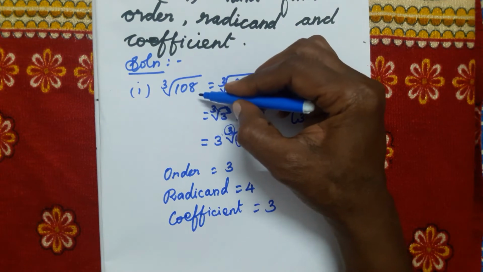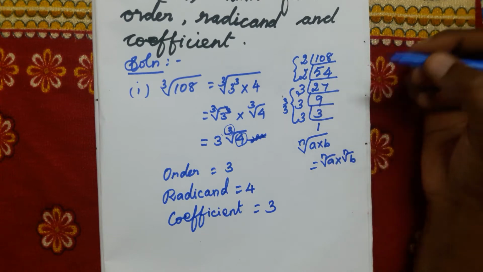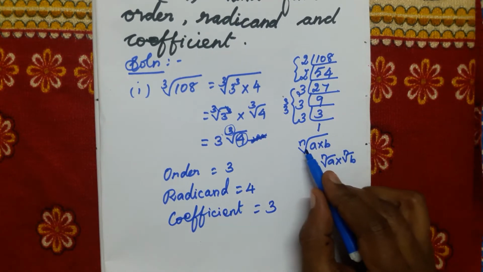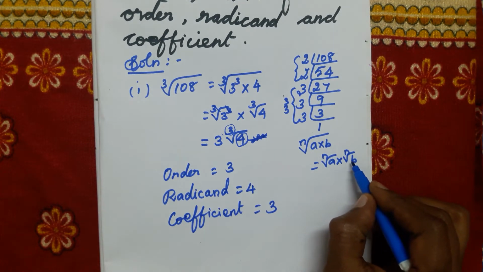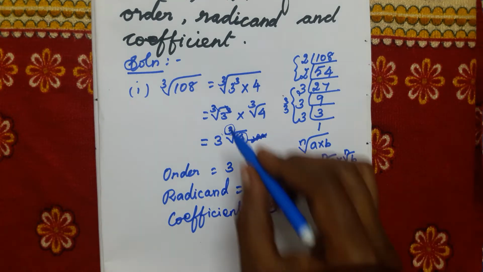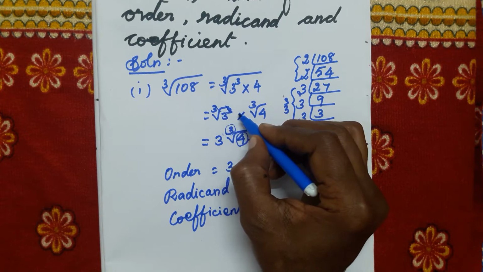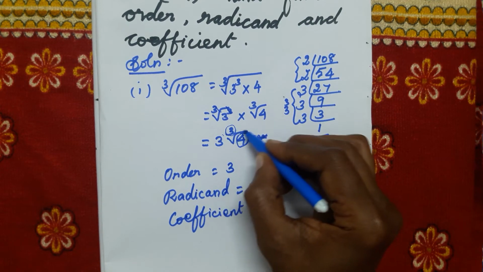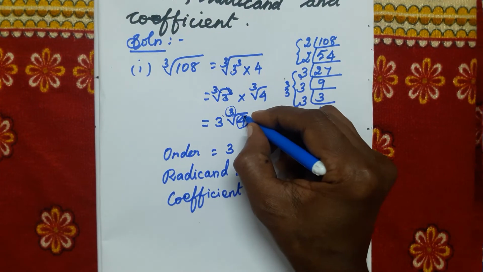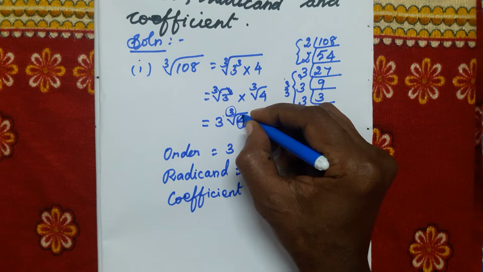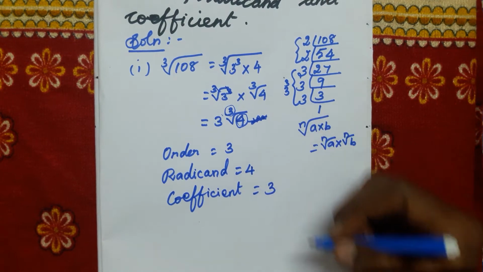Cube root of 108. When we factorize, we get 3 cube into 4. Now we use the law: nth root of a into b is equal to nth root of a into nth root of b. So cube root of 3 cube into cube root of 4. Cube root of 3 cube is equal to 3 into cube root of 4. What's the order? Order is equal to 3. Radicand is equal to 4. Coefficient is equal to 3.